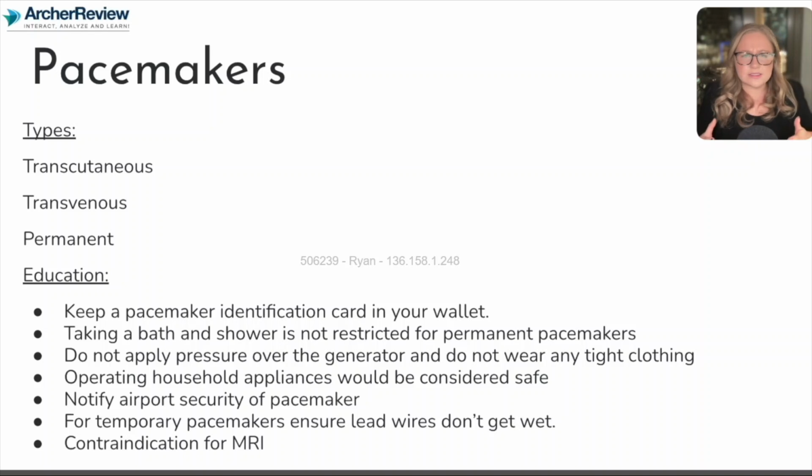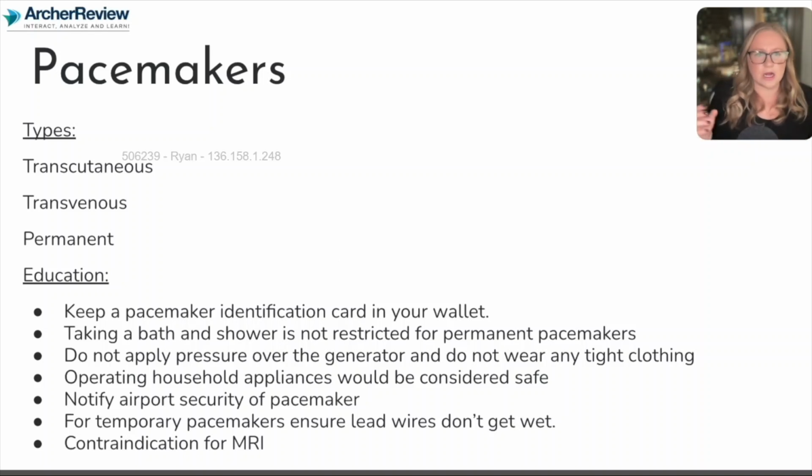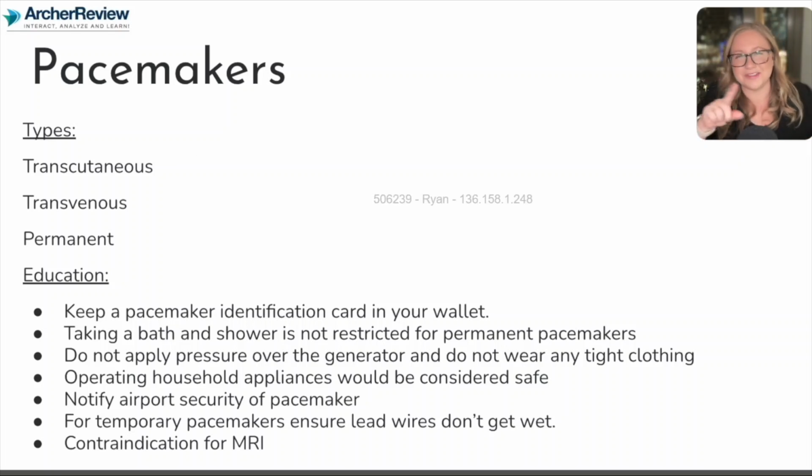We also get lots of questions about household appliances. Can I use the microwave, the stovetop, the oven? Can I go through airport security? Well, all of those household appliances are totally fine. The microwave's not going to interfere with it. The oven, the stove, they can cook like normal. It's not an excuse for somebody to not cook dinner, okay? They are fine to go to the airport, but we want them to let airport security know. They might just do that hand wand instead of sending them through the big machine, okay?